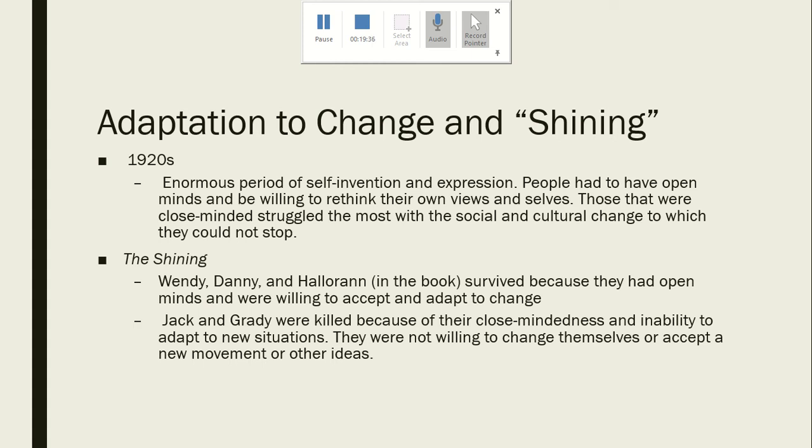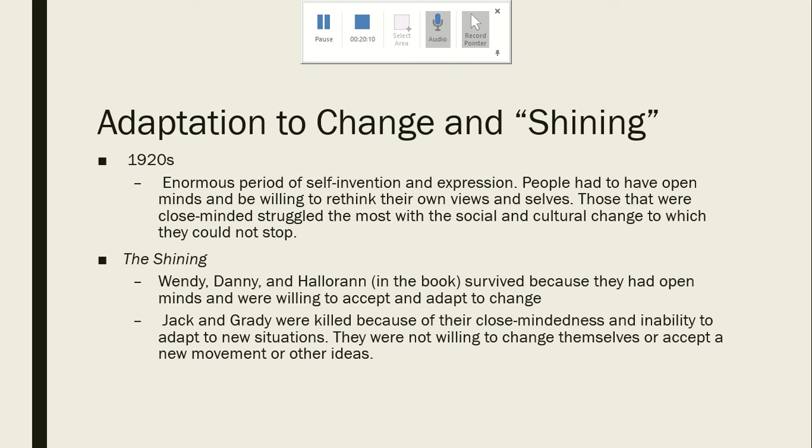and meet the new challenge. Their shine means overall just that they're more open-minded and they're able to recognize change and go with it, kind of roll with it and embrace it. That's the word I'm looking for. Jack and Grady were ultimately killed due to their closed-mindedness, and that's because they didn't shine. They didn't have a shine about them, which means that they couldn't adapt to change. So basically, shining means their ability to adapt to change, to recognize change, and to be willing to embrace it.